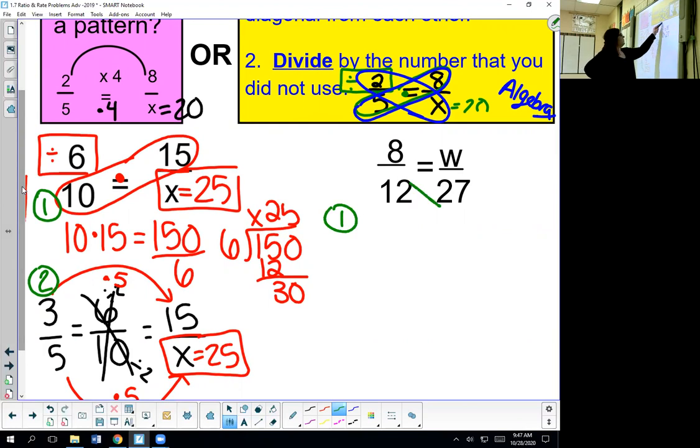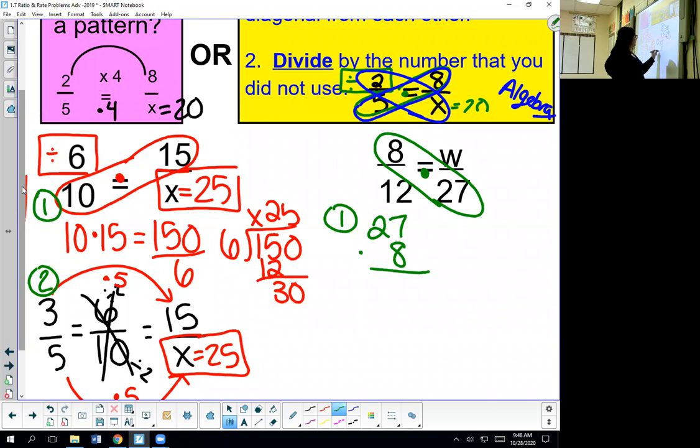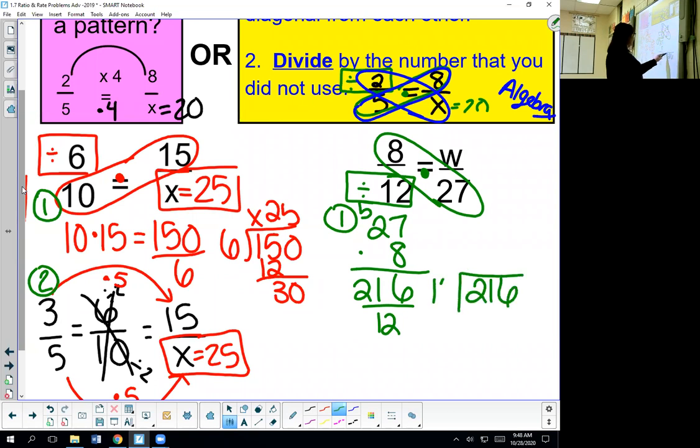So you cross multiply the two numbers that you have. 8 times 27, so 27 times 8, that's 216. And then I divide by the number that I didn't use. So I'm going to divide this by 12. So 216 cut into 12 pieces. So it doesn't work.